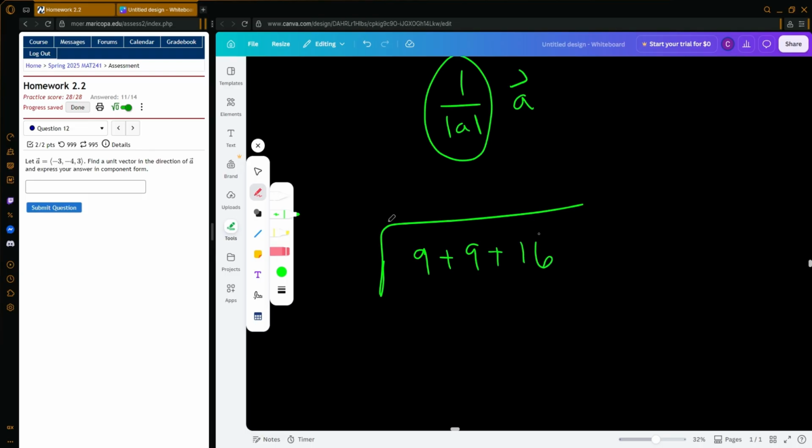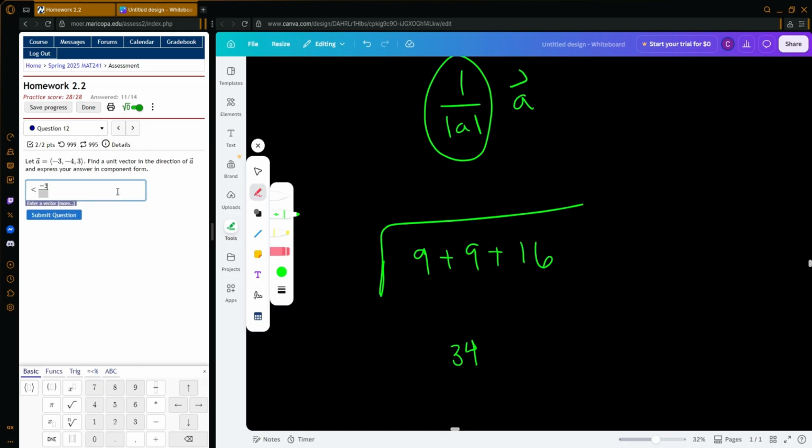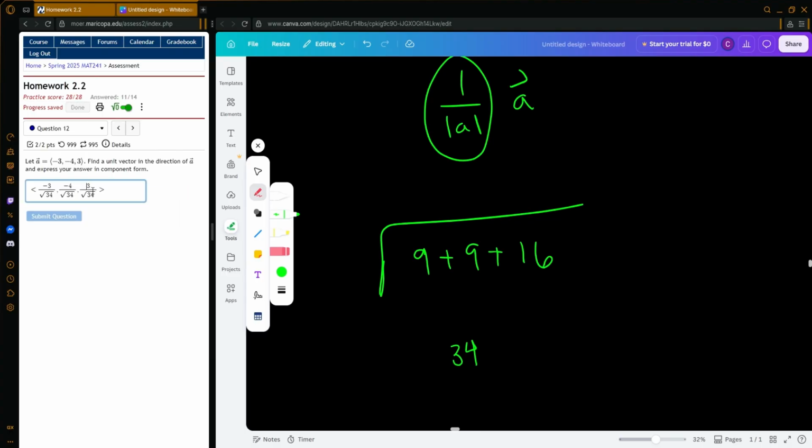So that's 18 plus 16, so that's 14 plus 20, 34. I think that's right. 26, but 25. Okay, that's right. Okay, so then all you have to do is take A, and then divide each component by your magnitude, which is the square root of 34. Just copy and paste this. So -4, this will be +3.